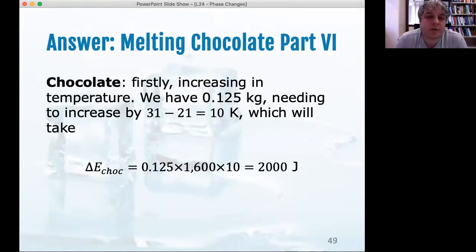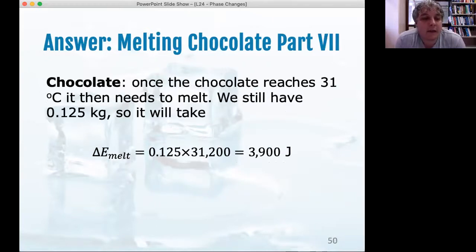The last one is the chocolate. First of all, we have to increase the temperature, and that is just the specific heat capacity when it's a solid times our mass of 0.125 kilograms times our change in temperature of 10 Kelvin, 21 up to 31, and that gives us an energy requirement of 2,000 joules. So 2,000 joules will change it from 21 to 31 degrees C, but still solid. And then once it reaches 31 degrees C, we have to melt it. Now there's no temperature change, but we know that it takes 31,200 joules per kilogram. We've only got 0.125 of a kilogram, so that means it's 0.125 of that 31,200, which is 3,900 joules.